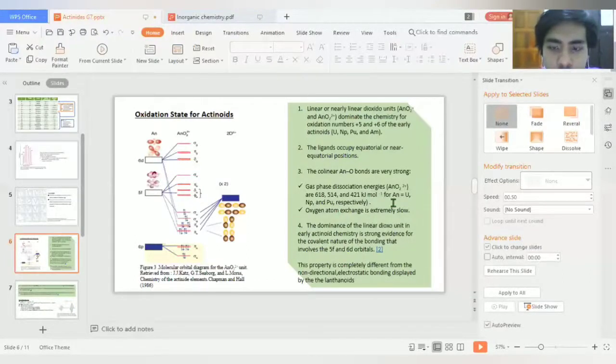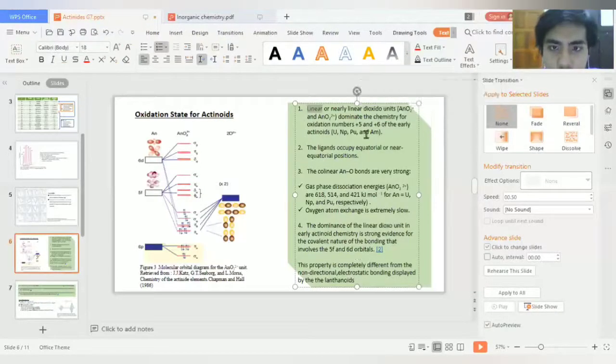For example, uranyl UO2 with double charge has a half-life of 10 to the power of 9 seconds. Dominance of this linear diacido unit at the actinoid proves that it is the covalent nature of the bonding that involves the 5f and 6d orbitals. This property is completely different from the non-directional ionic bonding displayed by the lanthanides. This is the covalent bond between the 5f and 6d.